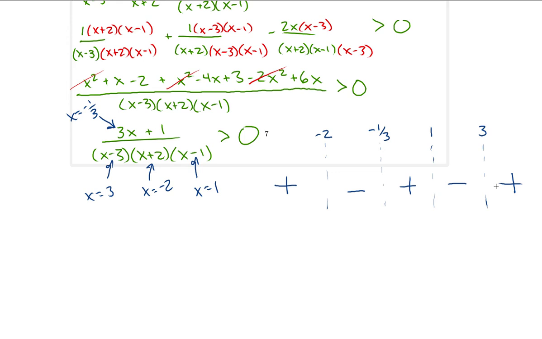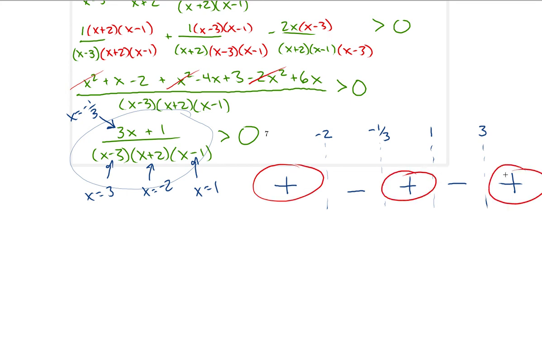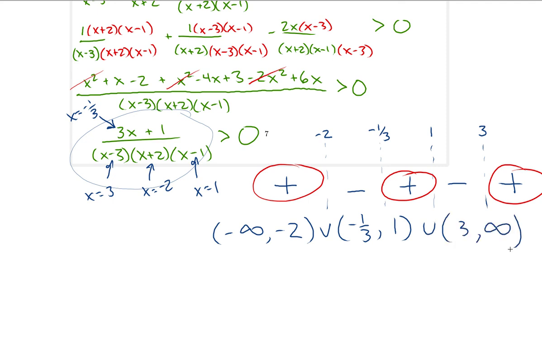And what did we want? We wanted this expression to be greater than 0, right? So that means we're going to keep all 3 of those pluses. And because we have these dashed lines, we're going to use parentheses everywhere. So we'll take negative infinity to negative 2. We'll keep negative 1/3 to 1. And we'll keep 3 up to infinity.